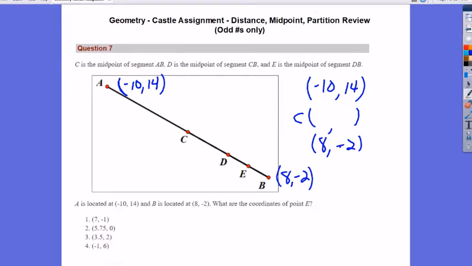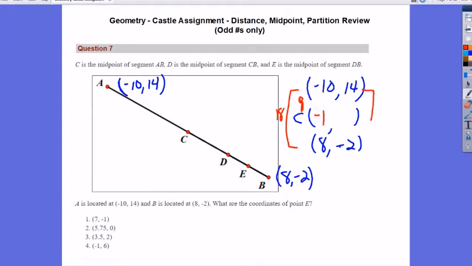All right, now there's tons of ways to do this. I'm going to go negative 10 to 8 is up 18. So I'm going to go half that distance, so up 9. Negative 10 up 9 takes me to negative 1. 14 to negative 2 is down 16, so half of that is down 8. 14 minus 8 is 6. So C is at negative 1, 6.